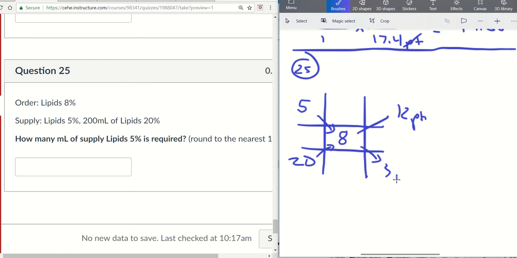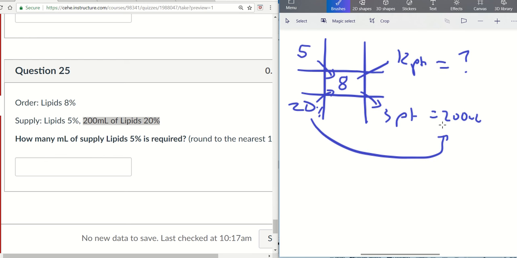These represent parts. So my 200 mLs, how many parts does that represent? 12 parts or 3 parts? 200 mLs of lipid 20%. So the 3 parts. So what does 12 parts equal? Solve for 12 parts.